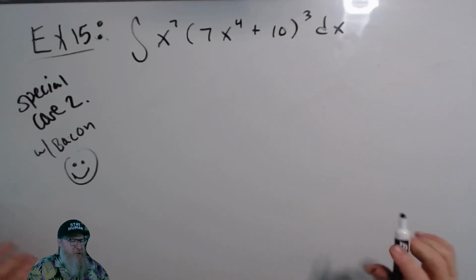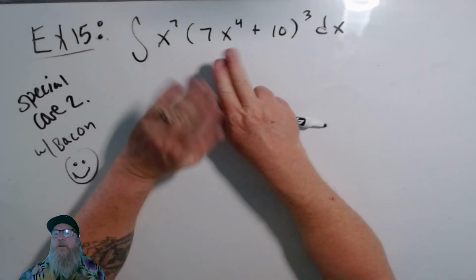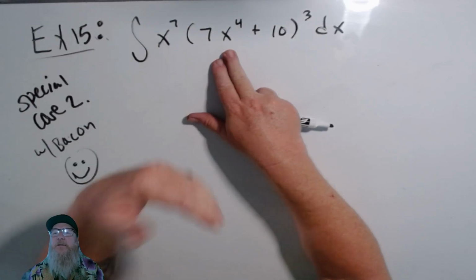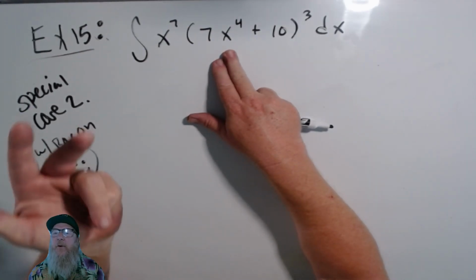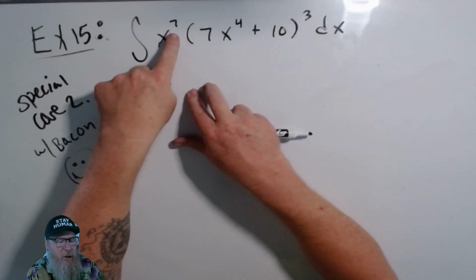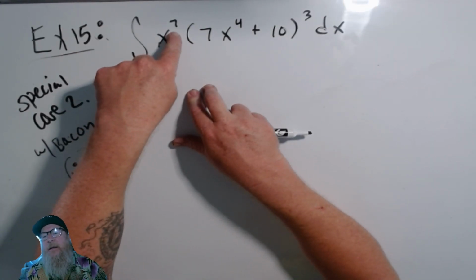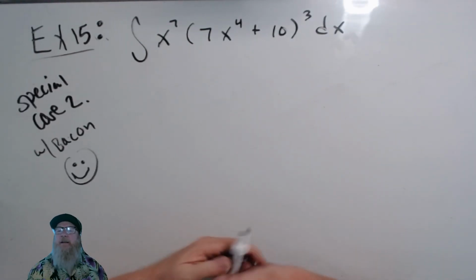Now, this one's tricky because in the last one, there was no clear winner, right? But in this one, if you use the rules that I taught before about the larger power being the u, you would run around in circles and never get the answer.